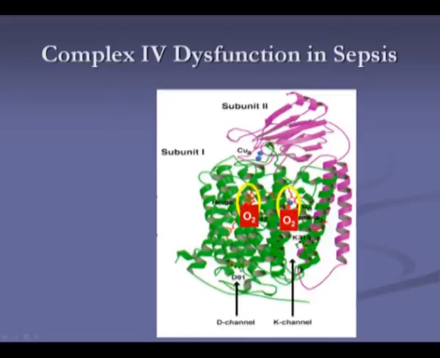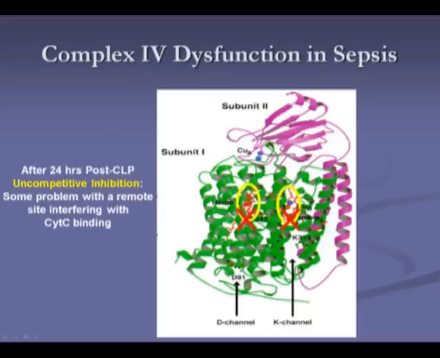Now, when you have uncompetitive inhibition, what you're implying is that something is interfering with the kinetics, but not at the place where the cytochrome C is bound. So the cytochrome C is bound up at that copper center. Interfering with oxygen would explain uncompetitive inhibition. So something is going on down here at these heme sites that's interfering with the transfer of electrons that are donated at the copper site.